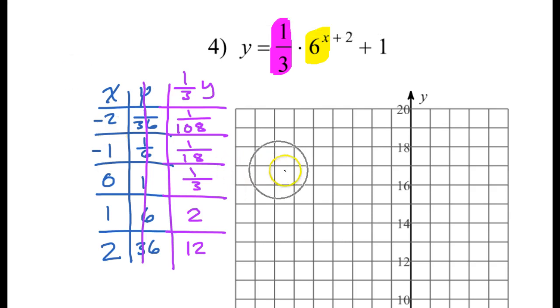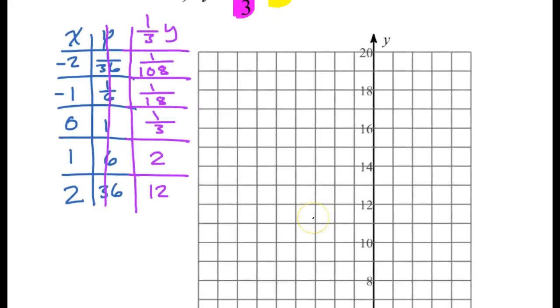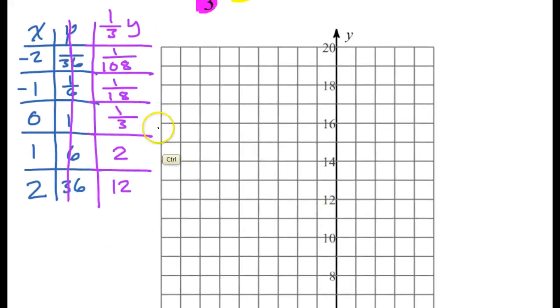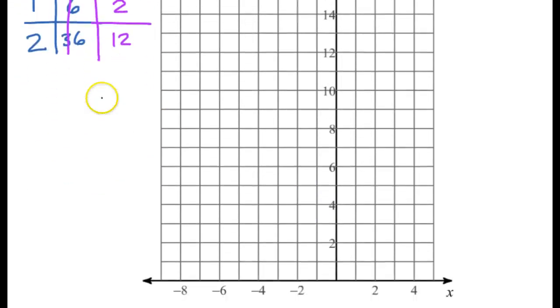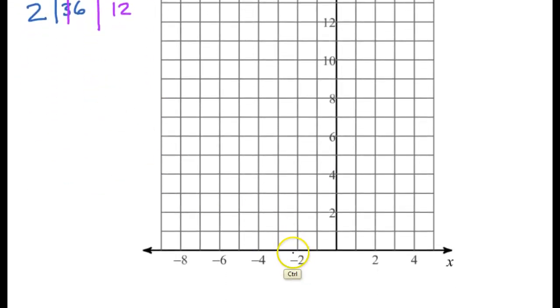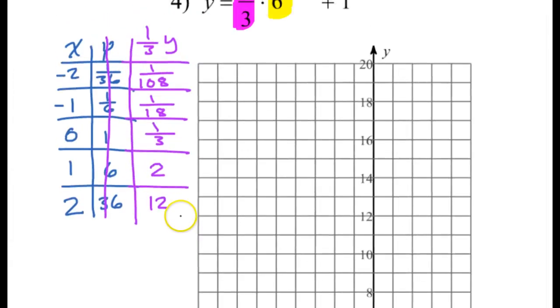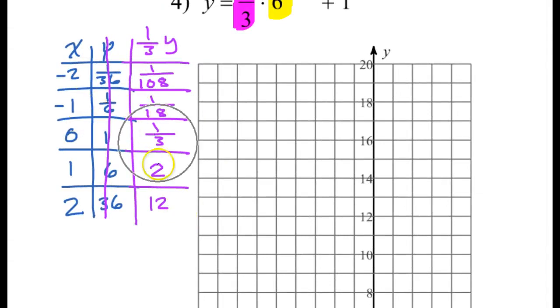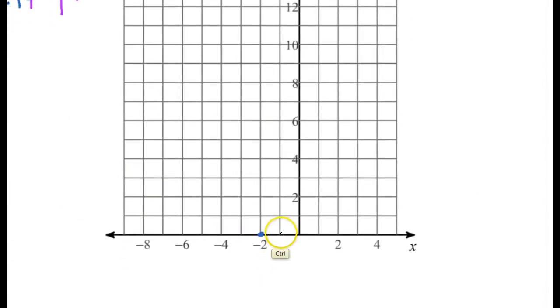So I'm going to plot these points, but I will not connect the dots because this is not my final answer. Now, (-2, 1/108th). That is so close to 0 that it will appear to be on the line. And really the same thing with -1 and 1/18th. 1/18th is so small that it's just going to appear to be on the line.